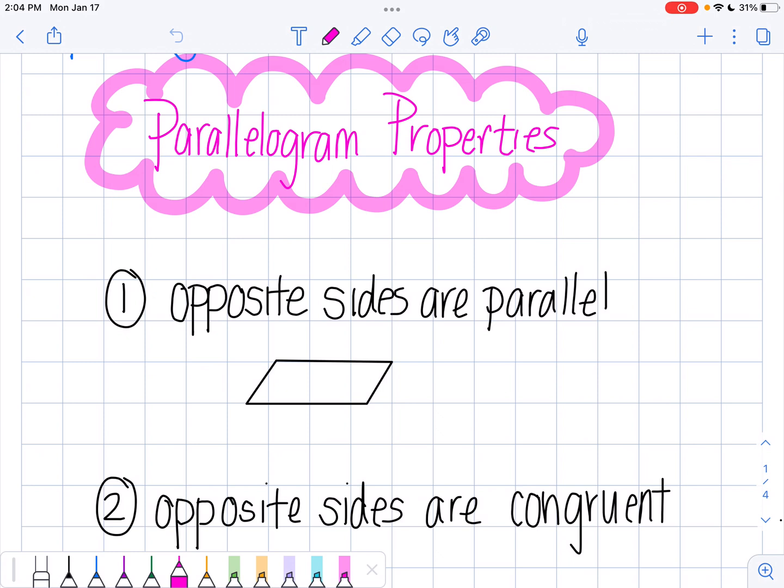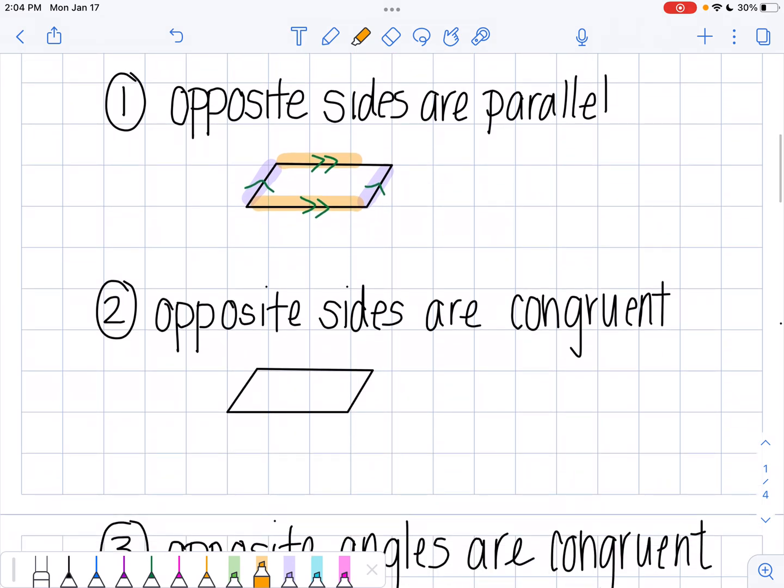First property, probably the easiest one, says that opposite sides are parallel. So when we look at a parallelogram, we can show that they're parallel by these little arrows. These single arrows indicate that any side with a single arrow is going to be parallel to that side. These sides have double arrows because they're not parallel to the sides that the purple are, but they're parallel to each other.